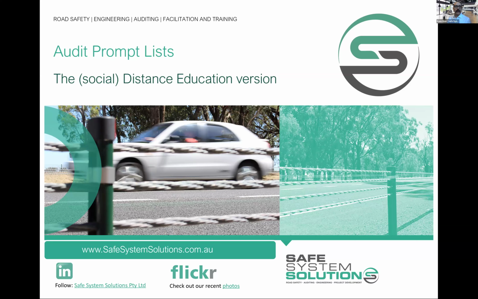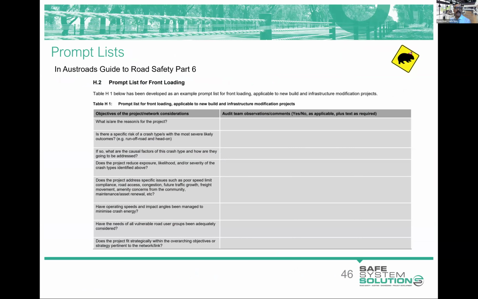Great. Thanks, Tuan. So the final thing, I just want to briefly mention the prompt lists. Jamie mentioned them. They used to be called checklists. They're now called prompt lists. And they sit at the back of the Austroads Guide to Road Safety Part 6, which is the Road Safety Audit Guide. The guide is available from Austroads. All the Austroads guides are free. You can download it there, or we've popped it into the learning management system.